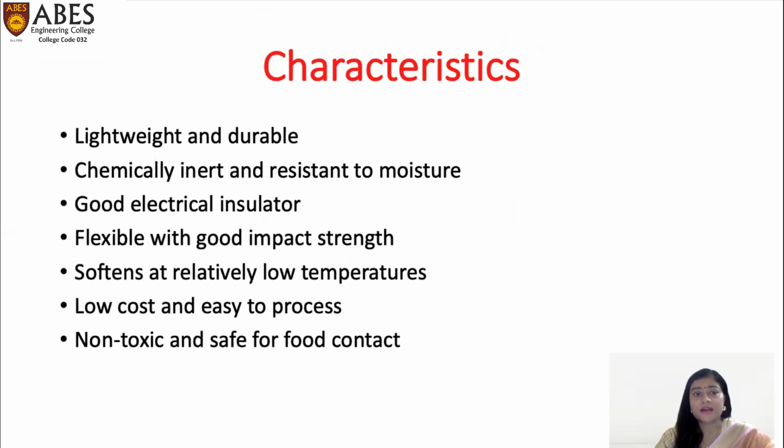The characteristics are they are lightweight and durable. They are chemically inert. They are resistant to moisture. They have good electrical insulation, flexible with good impact strength. They soften at relatively lower temperatures. They're easy to recycle. They are low cost and are easy to process. They are non-toxic and safe for food contact.